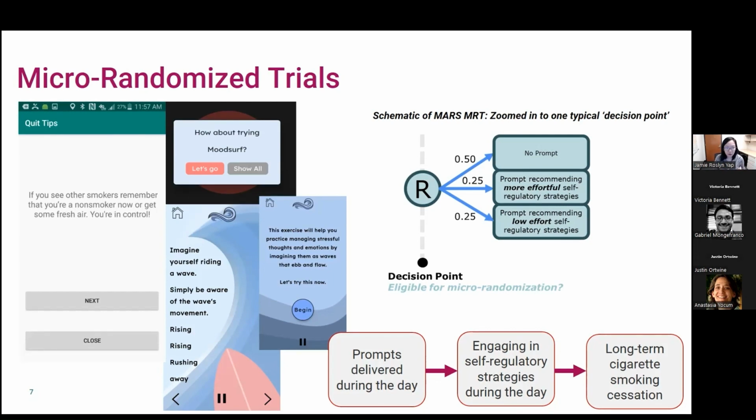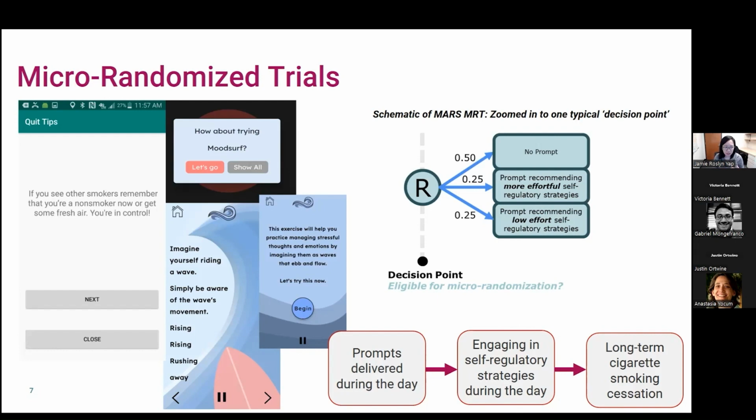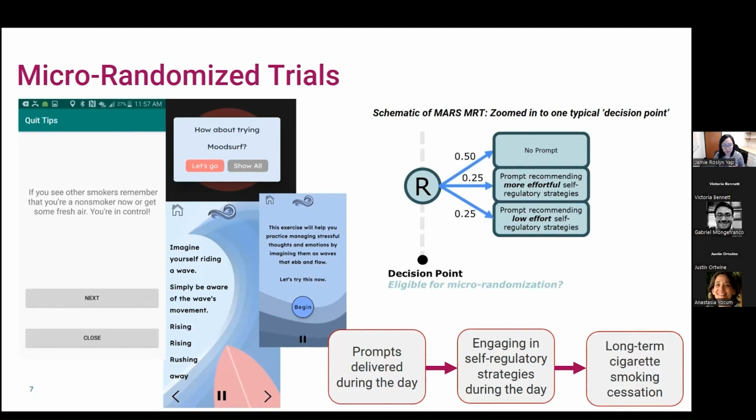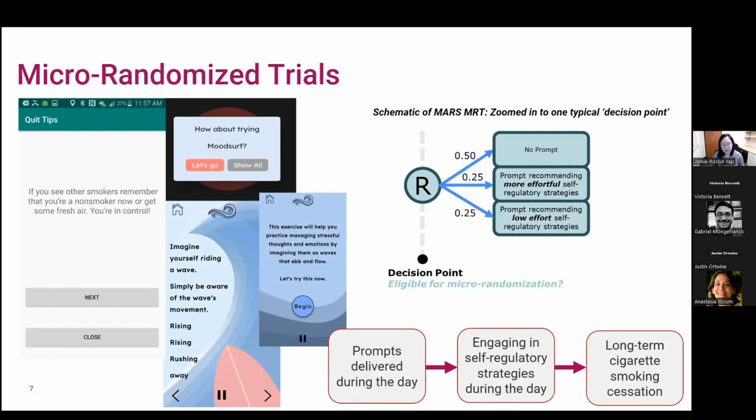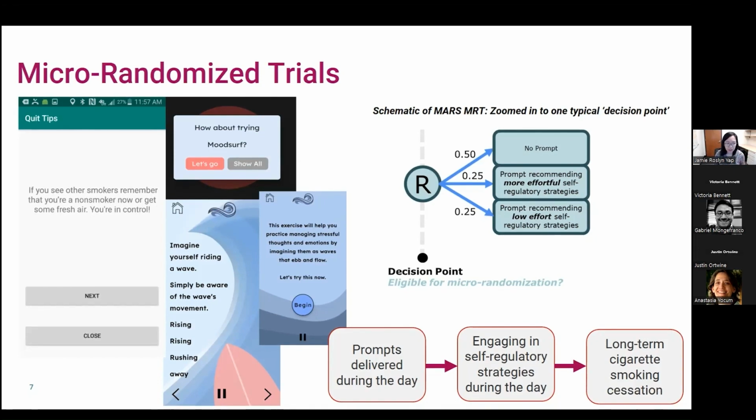So in this case, possible decisions are 1, a low effort prompt, 2, a prompt recommending more effortful self-regulatory strategies, and 3, no prompt, or none. It is hoped that the prompts will lead to engaging in self-regulatory strategies and, in the long term, lead to cigarette smoking cessation. On the left-hand side of your screen, you can see an example of what a prompt recommending low effort self-regulatory strategies would look like.